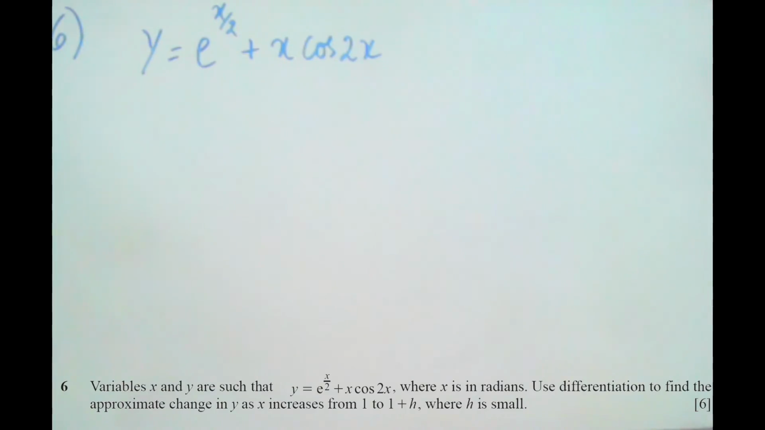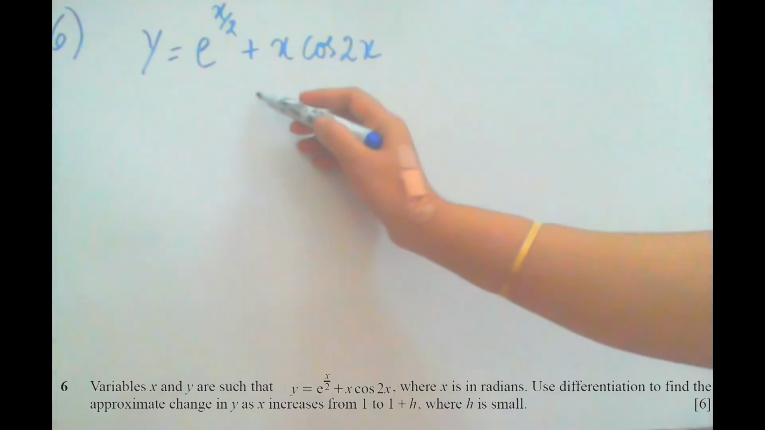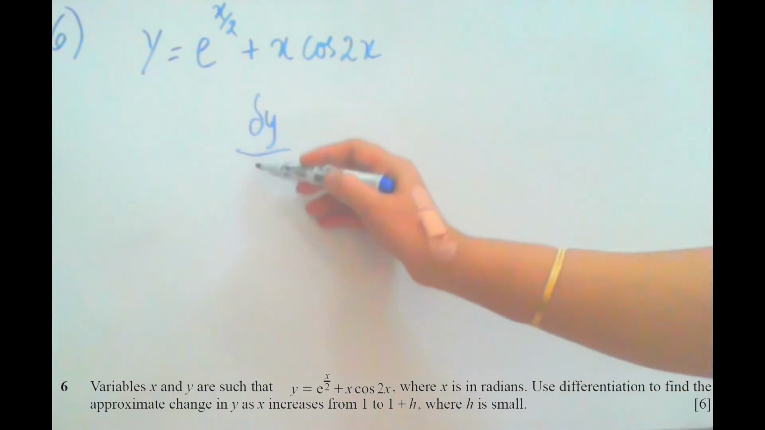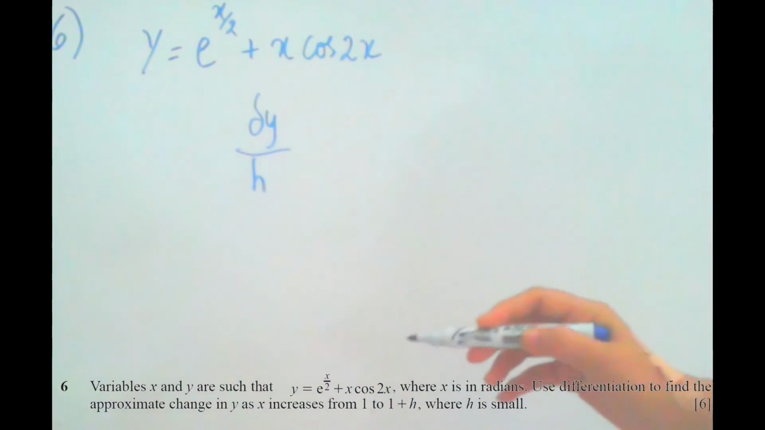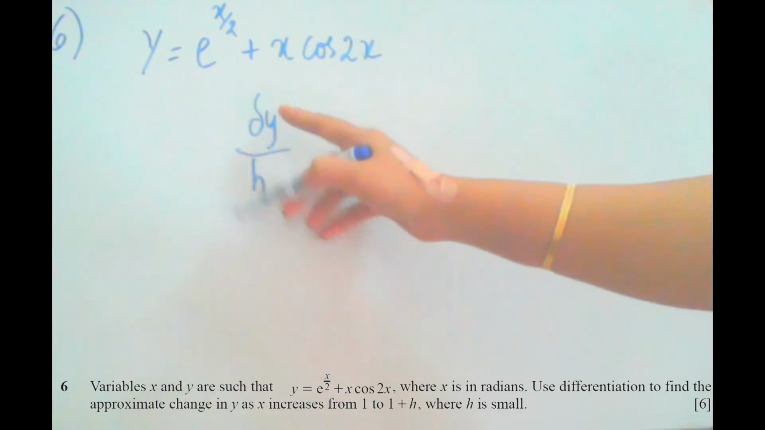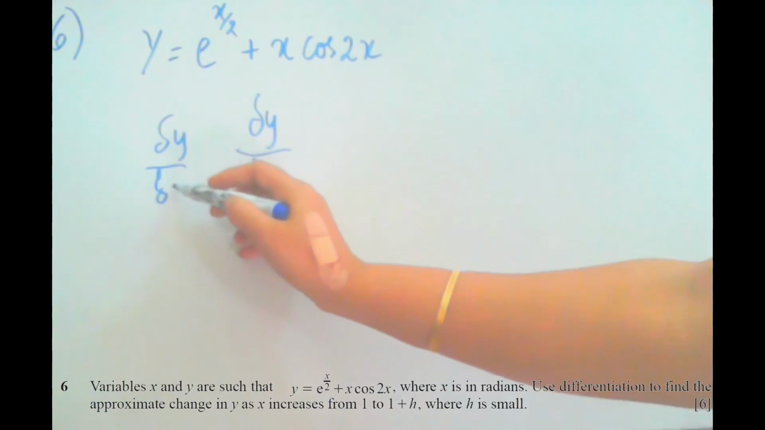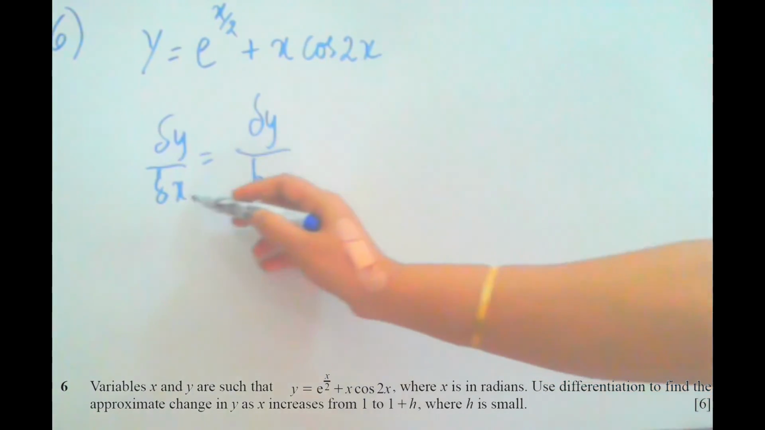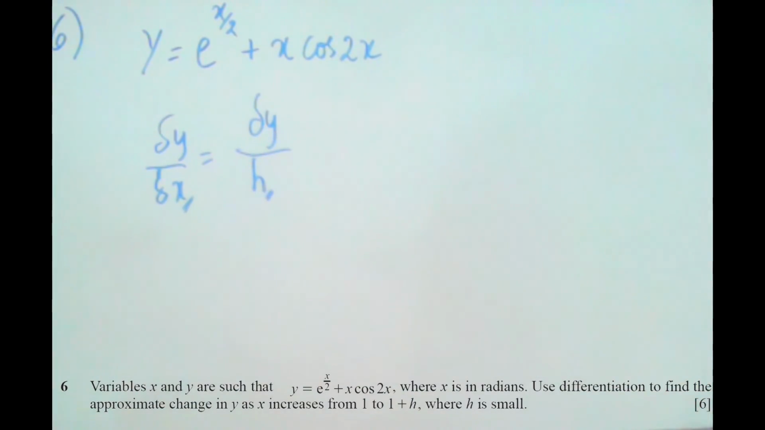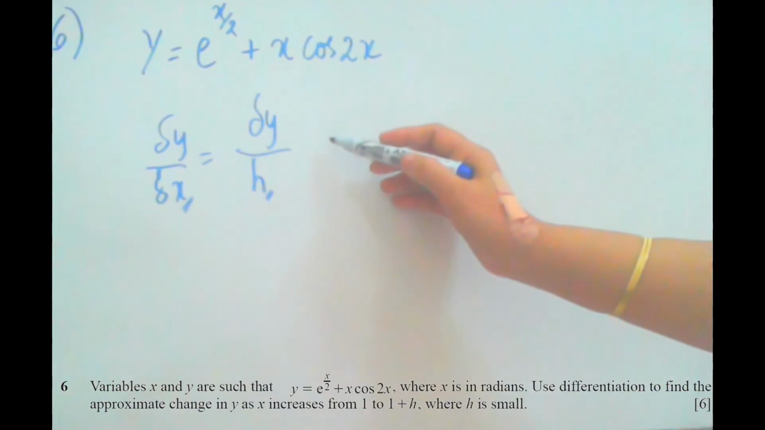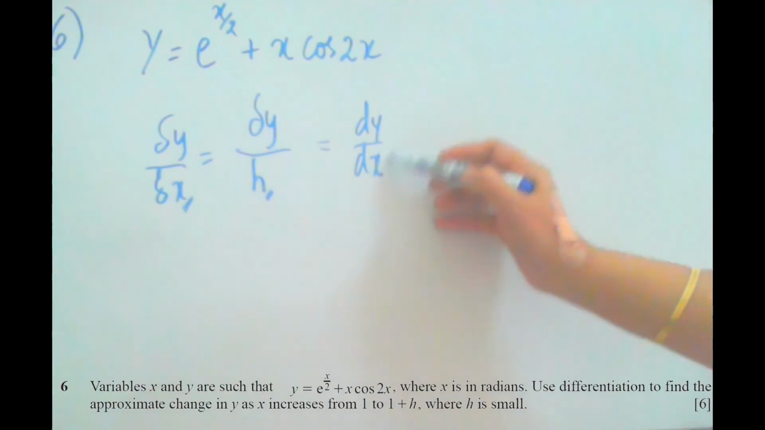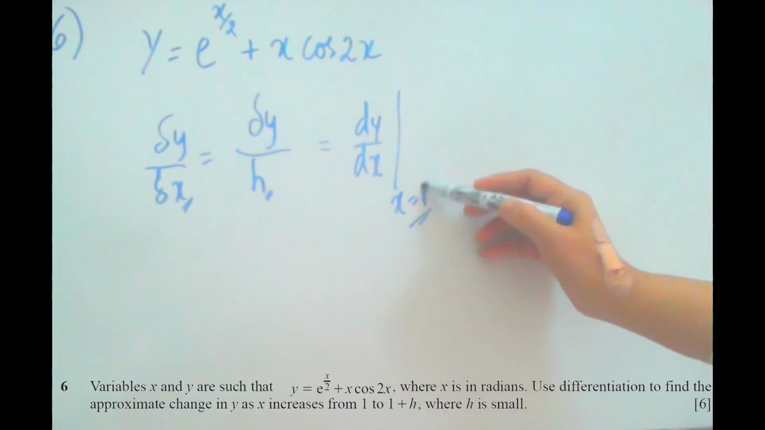We have to find the approximate change in y. That means we have to find delta y, the change in y, when the small change in x is h. So delta x is h. So we have to find delta y by delta x, which is delta y by h, because the change in x is 1 to 1 plus h. The absolute change in x is h. So we have to find delta y by h. This is nothing but dy by dx when x is equal to 1, which is its original value.